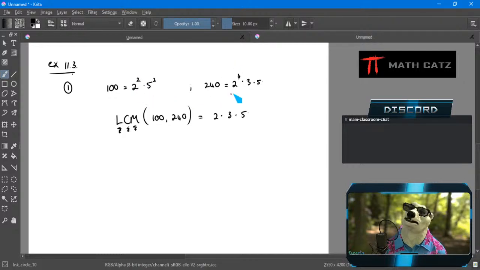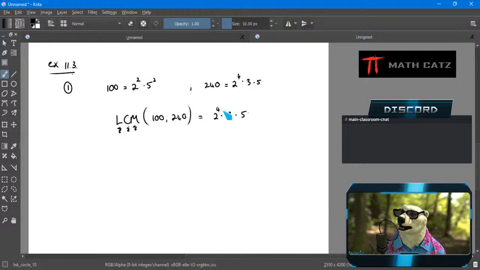240 says, no, I need 4, or I'm not going to fit. So I'm going to have to go to 4. That's the best I can do. Any lower, and 240 will not divide into this number anymore. So it's the best I can do when it comes to the 2s.